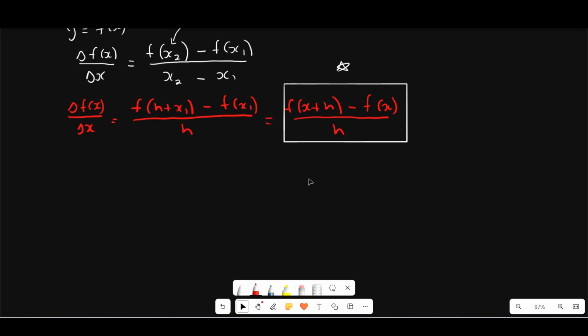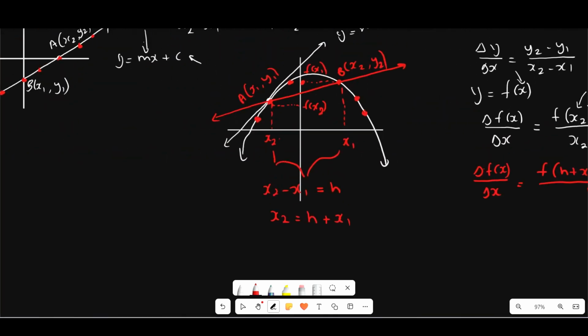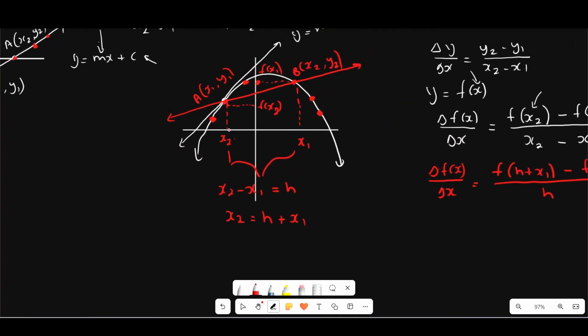So when you want to calculate the gradient at any point on the parabolic graph or any other curve for that matter, you will need to find the gradient between 2 points, and then of course you can see that the distance between these 2 points will keep on decreasing, right? They will keep on decreasing.